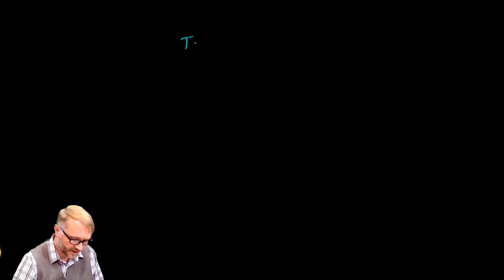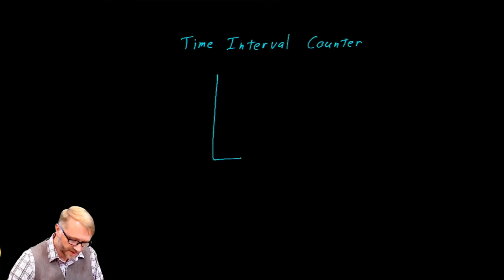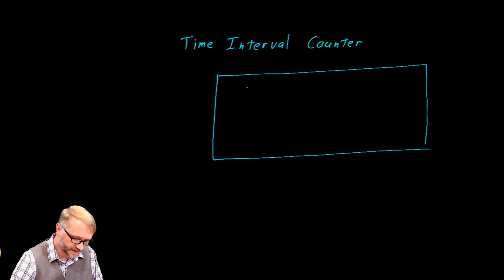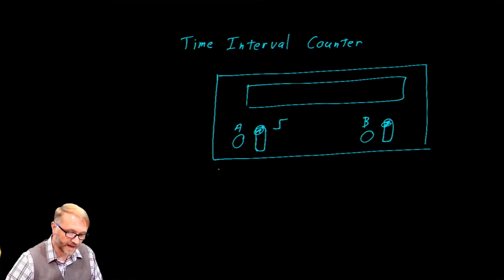This time we're going to build something called a time interval counter. This is actually a piece of test equipment that you could buy. It's a box with a display. It has an input A and an input B. There's typically a selector switch here, and that selector switch can be in one of two positions: a rising edge or a falling edge. So rising edge or falling edge of B.